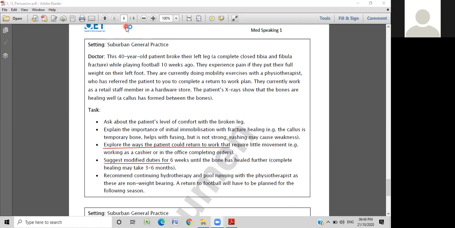Okay, so I'm very sorry to hear that you cannot walk with the crutches. But here the situation is different. It is really important for you to stay home so that you can regain the full mobility of your leg. My best advice is to take plenty of rest. And the bone which is fractured is a temporary bone which helps with the fusing, and the bone is not much stronger. So if you rush to join the regular activity, it may cause weakness.